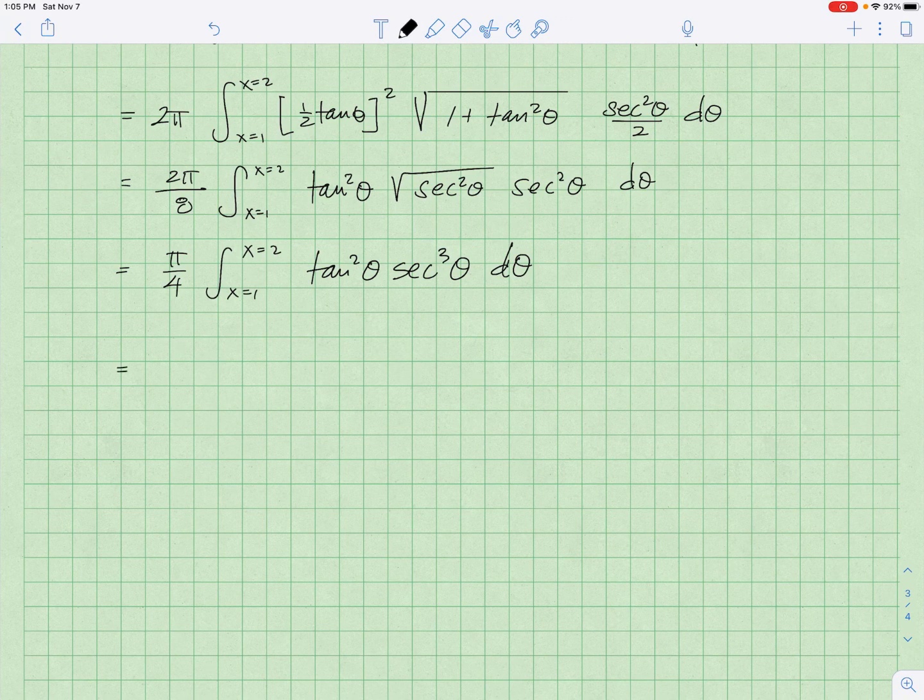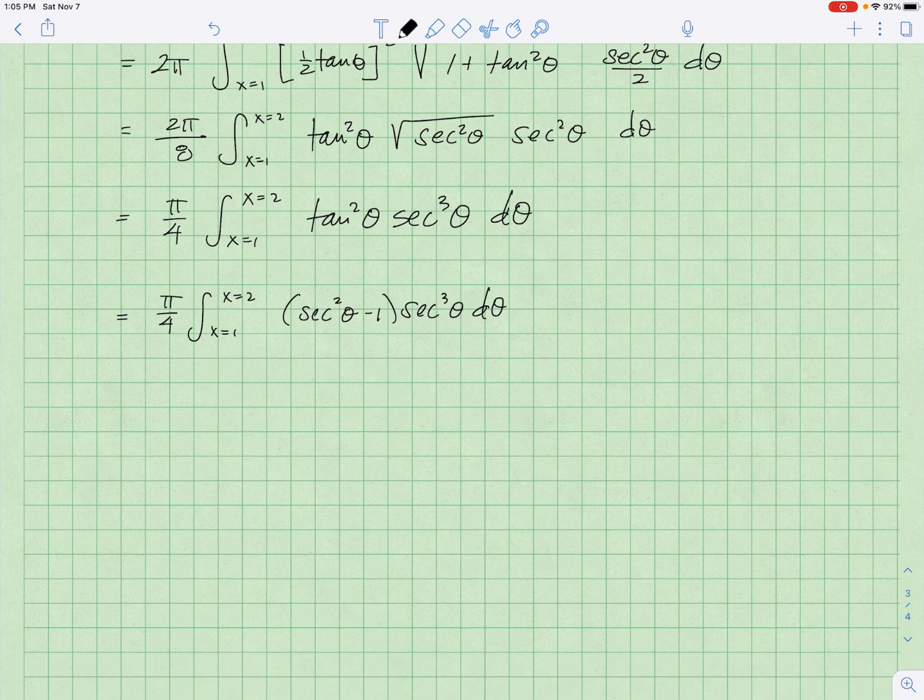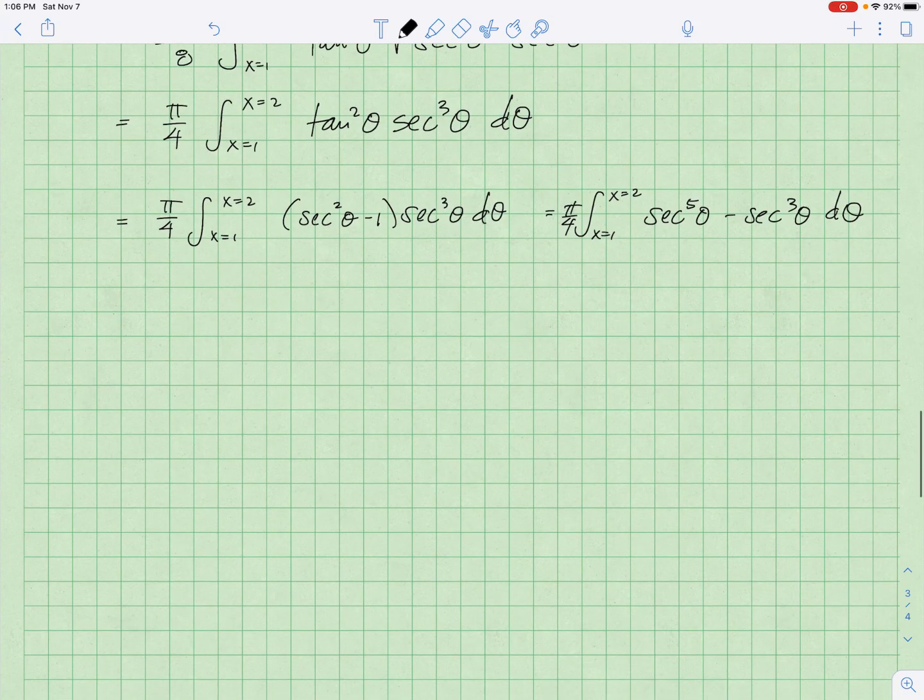What we're going to do is rewrite this as pi over 4 times the integral from x equals 1 to x equals 2 of secant squared theta minus 1 times secant cubed theta d theta. That's pretty standard, and then we can multiply that out. Pi over 4, x equals 1, x equals 2. Secant to the 5th, yikes, d theta, secant to the 5th minus secant cubed. And hopefully we all know how to integrate secant cubed at this point.